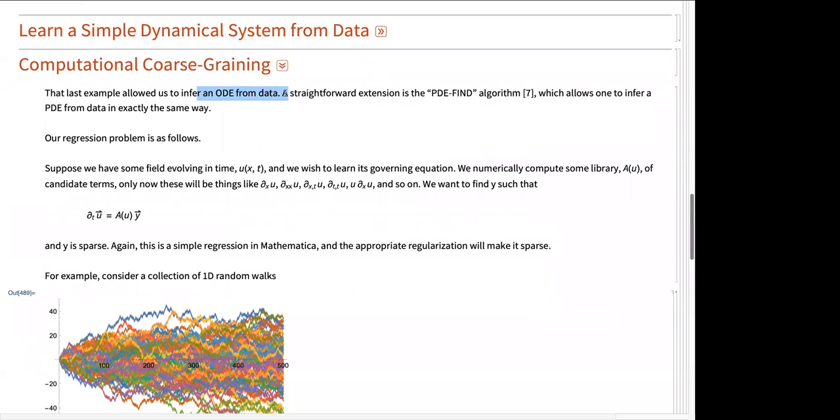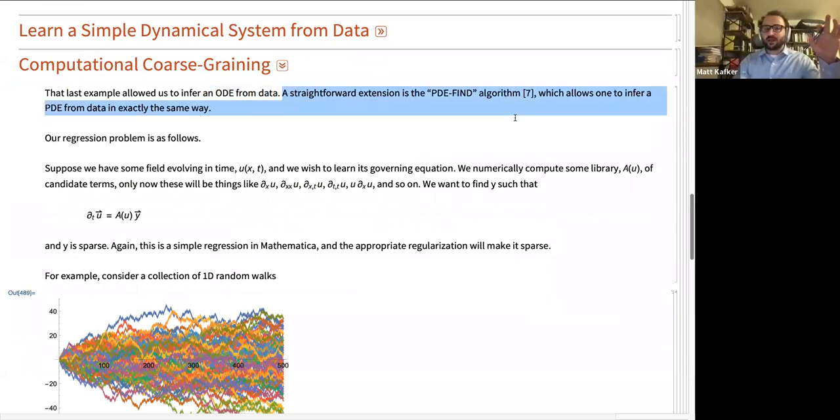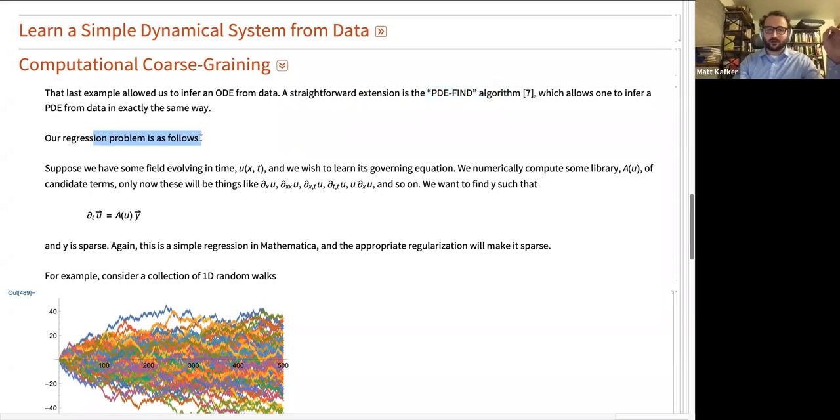You can take the same thing that we did with SINDy and apply it to PDEs. This is the same group of researchers at the University of Washington. They call this PDE-FIND. It's a pretty straightforward extension. You're doing another regression. Now you have some u(x,t). So rather than just having a time series of a quantity, you have a time series of a function over space.